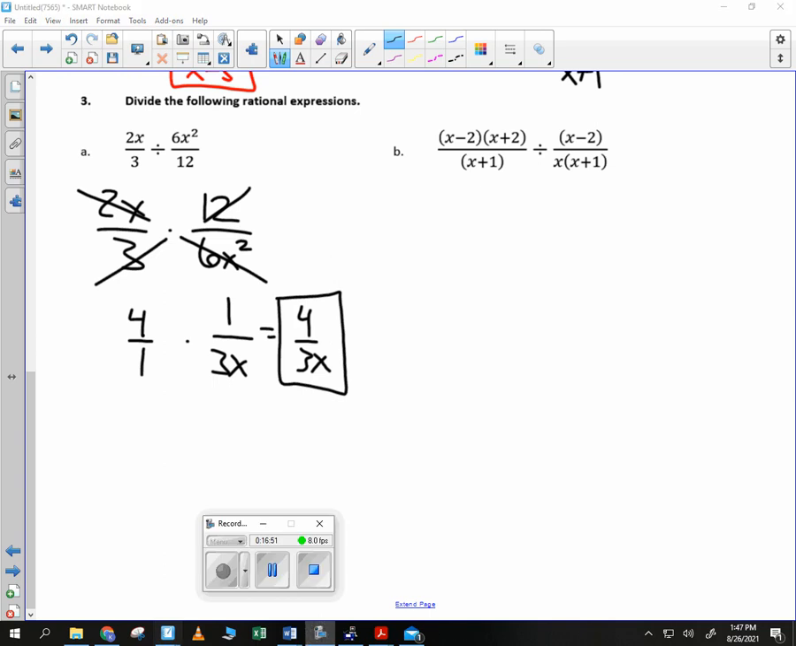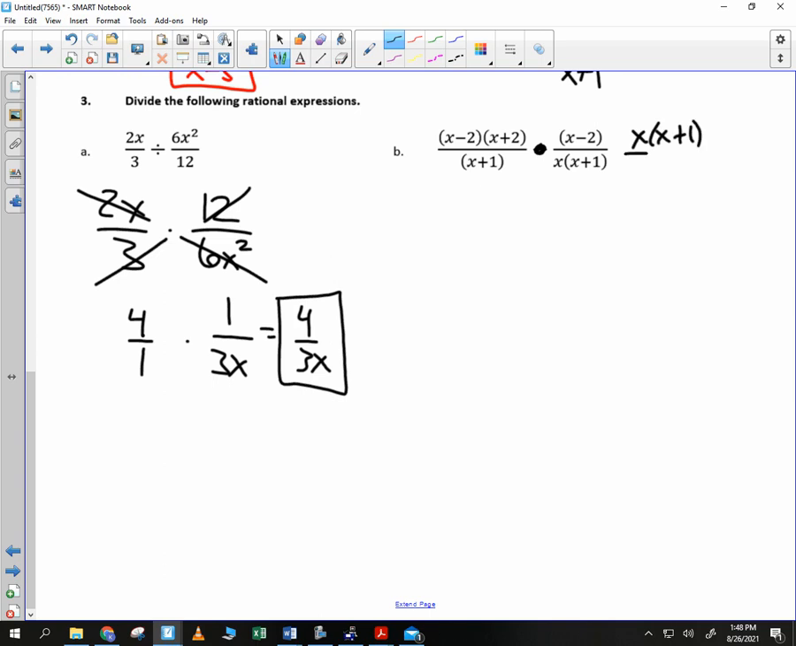Yeah. Some of it. So as I try to save space, what I do is I change this to multiplication, and I write it as x times x plus 1 over x minus 2. So instead of rewriting everything, I just kind of write times and flip. Okay? You see that? That saves me some space. Notice the x minus 2's cancel, the x plus 1's cancel, and I am left with x times x plus 2.